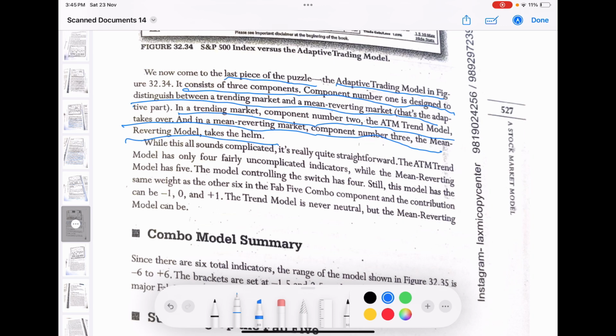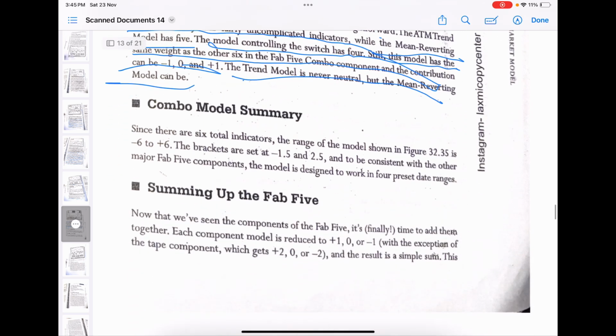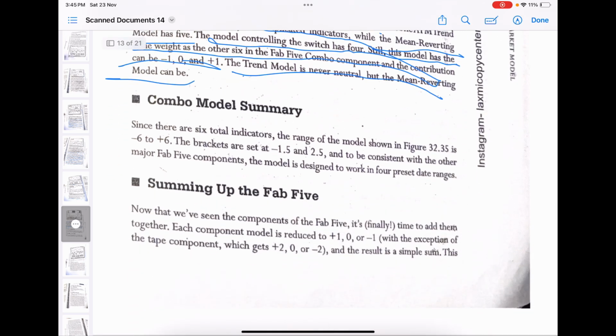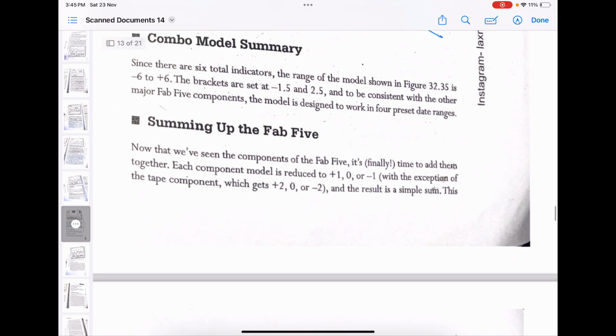While this all sounds complicated, it really is quite straightforward. The ATM trend model has only four fairly uncomplicated indicators, while the mean reverting model has five. The model controlling the switch has four. Still, the model has the same weight as the other contributors, and it can be -1, 0, or +1. So the mean reverting model can sometimes be neutral, but the trend model can never be neutral.